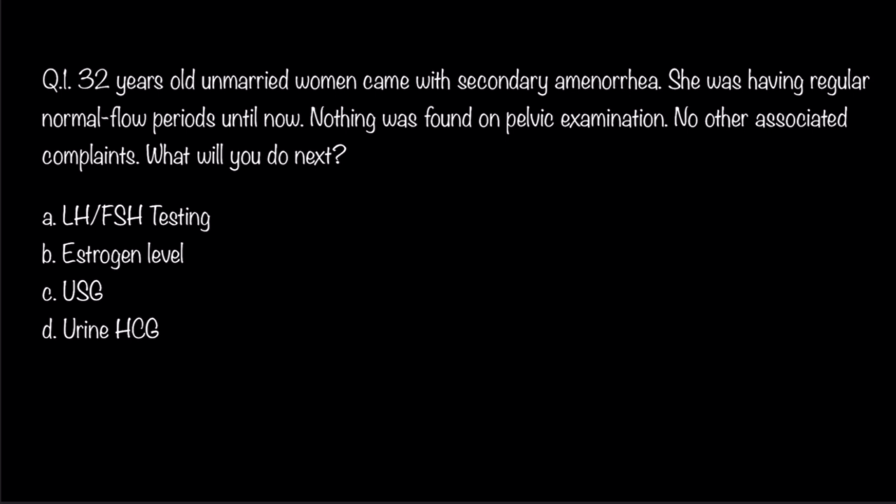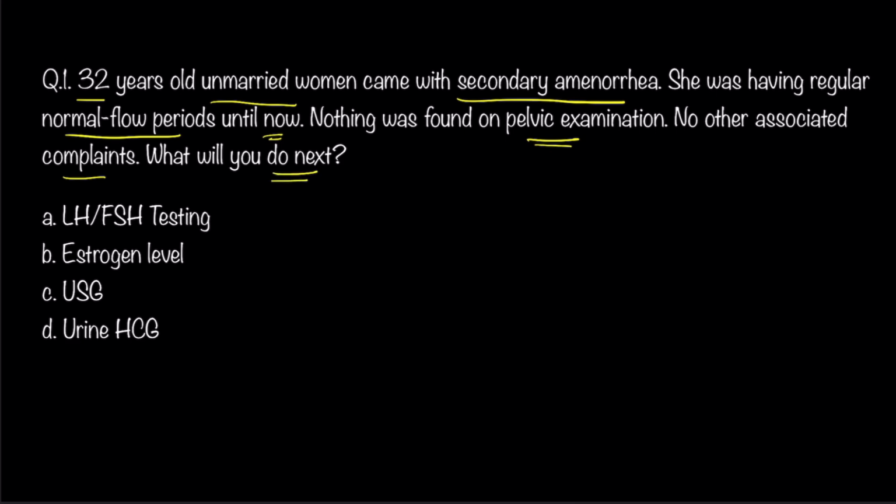So in today's video, we will learn and solve some PYQs in OBGY which have high chances to be shown up in the upcoming FMGE exam. So let's get started. So question first says, 32 years old unmarried woman came with secondary amenorrhea. She was having regular normal flow periods until now. Nothing was found on pelvic examination, no other associated complaints. What will you do next?